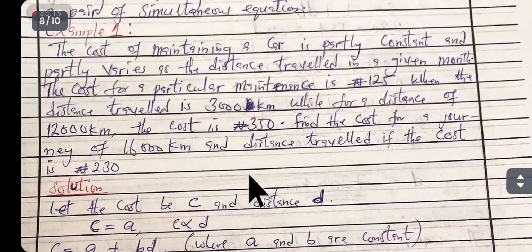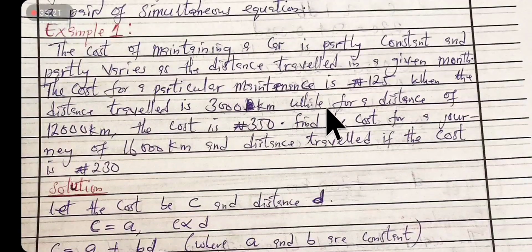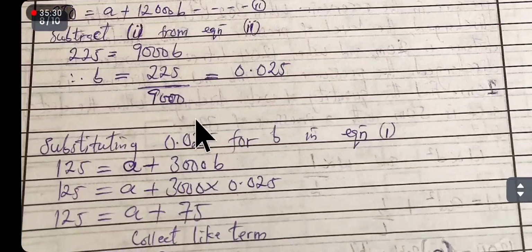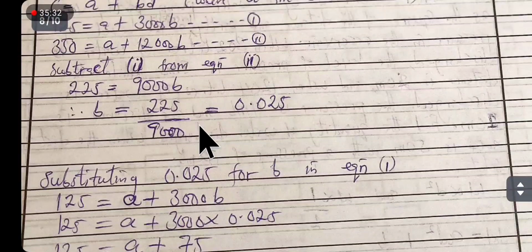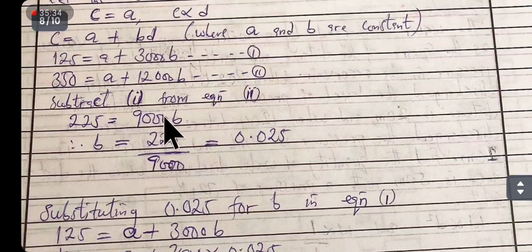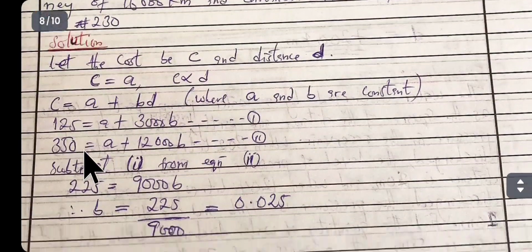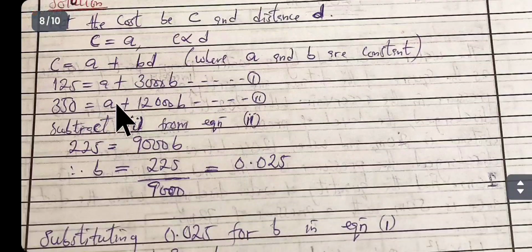Then from the second statement, look at it. For a distance of 12,000 kilometers, the cost is 350. You discover that for equation 2, you have 350 as your cost of maintenance equals A plus the distance, 12,000B. So now we solve simultaneously.